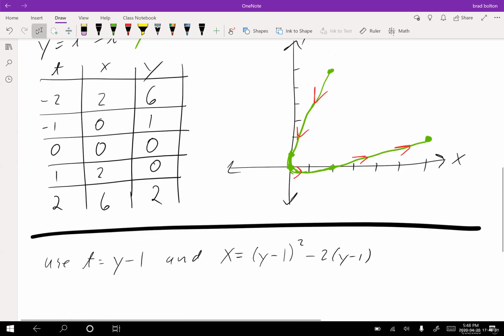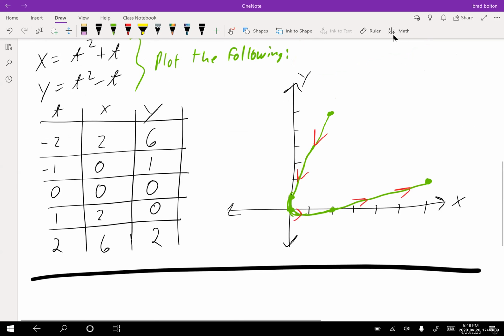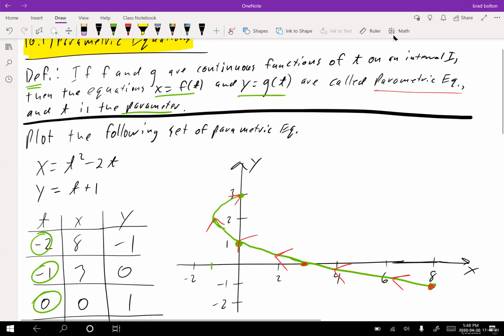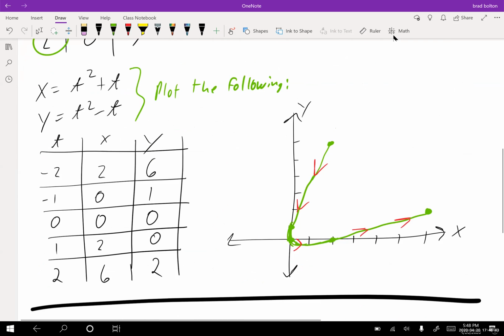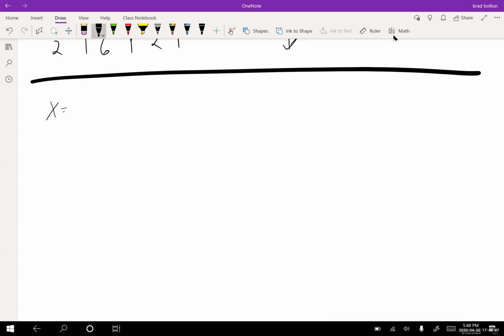Oops, I'm telling you guys the answer. Okay, hold on. All right, so let me go back up to this original one, t squared minus 2t. So we have x equals t squared minus 2t, and we have y equals t plus 1, okay?